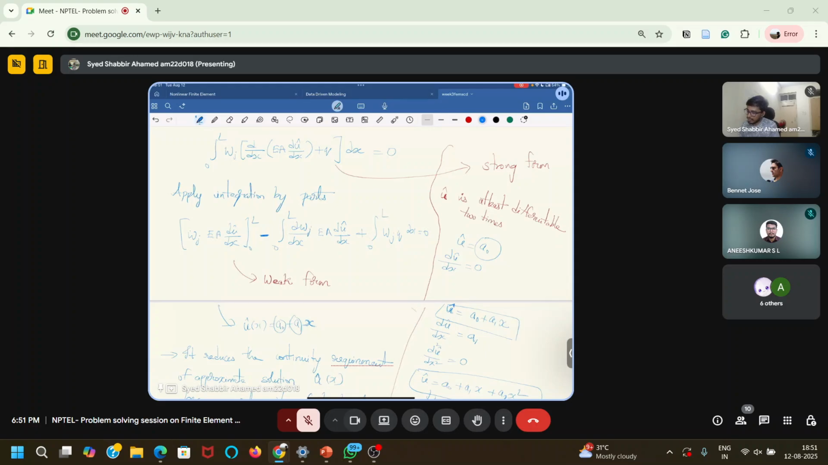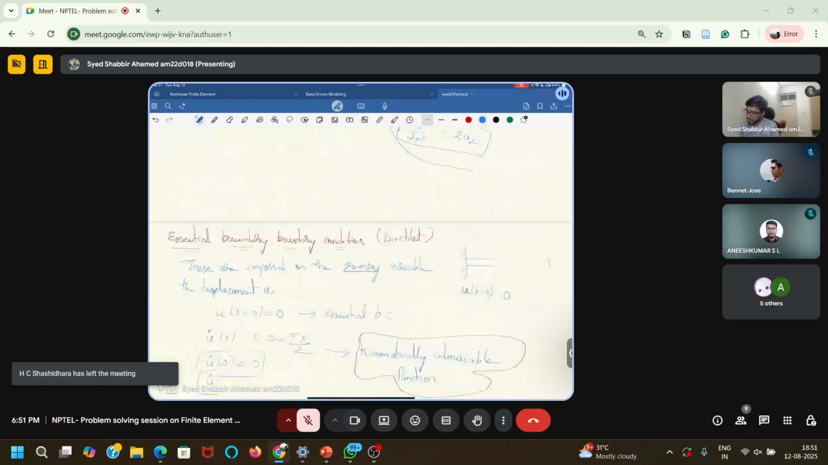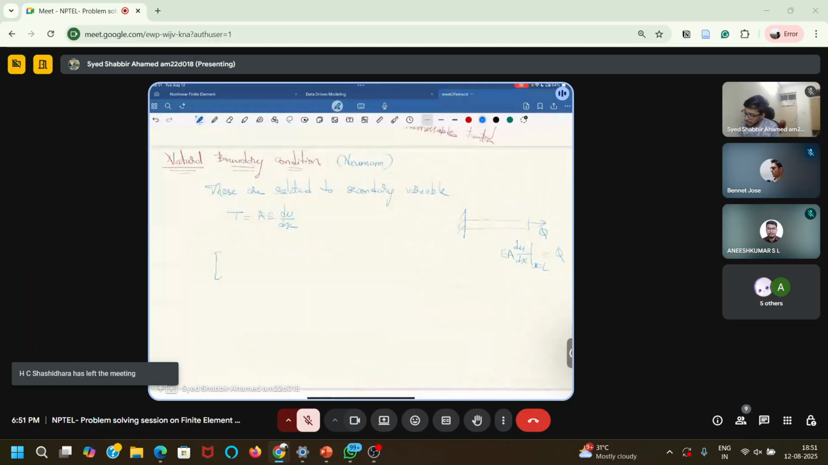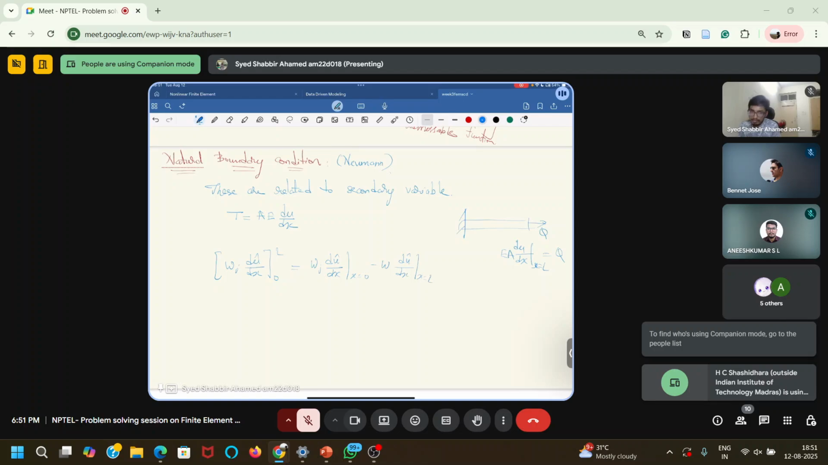So in the weak form, you can see that this will come. If you take this term of the weak form, which is nothing but w_j into du hat by dx from 0 to L, and if you substitute x equals 0 and du hat by dx at x equals L.